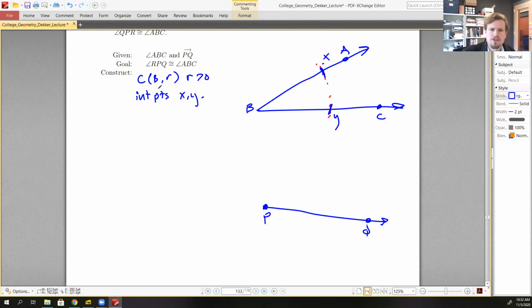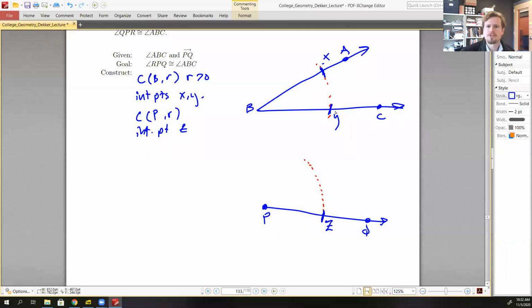Excellent. So the next thing I want to do is construct a circle with the same radius at P. So construct a circle centered at P with radius R, the same radius. When I construct that circle, it's going to give me an intersection right here, and we can call that Z. So that gives me intersection point Z.